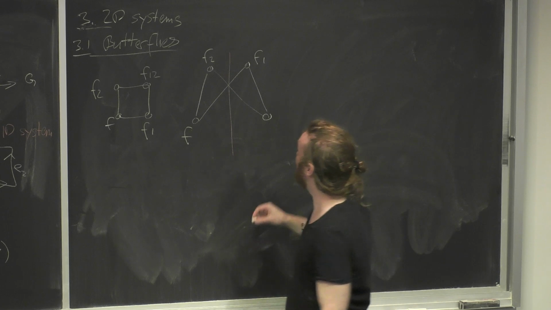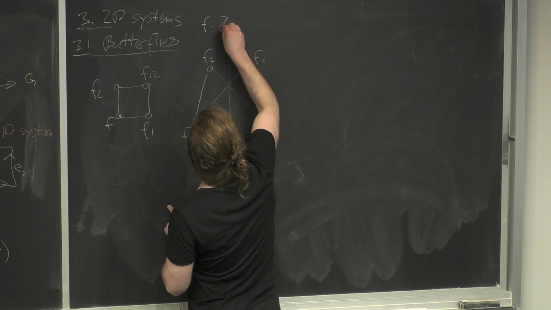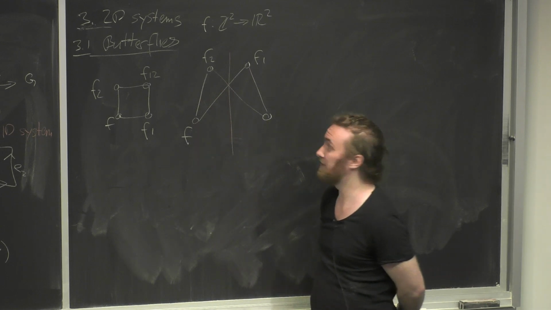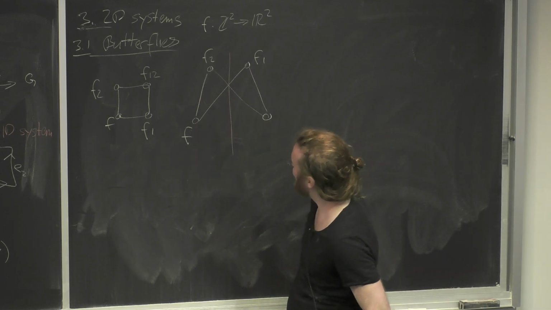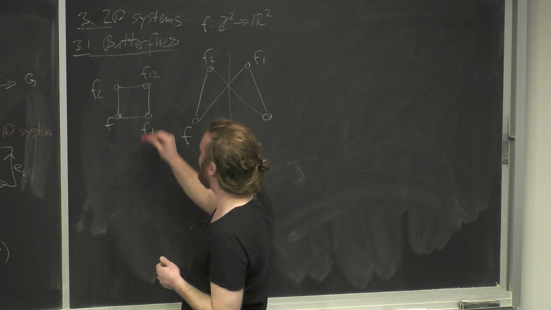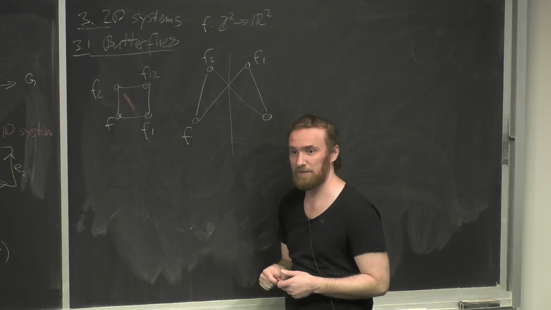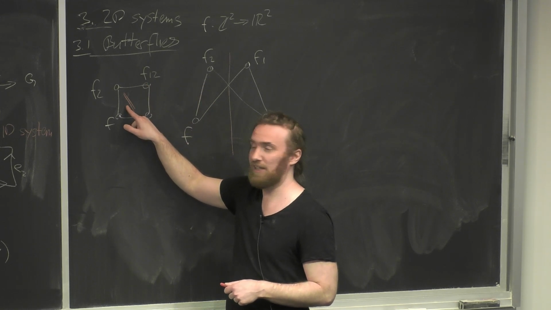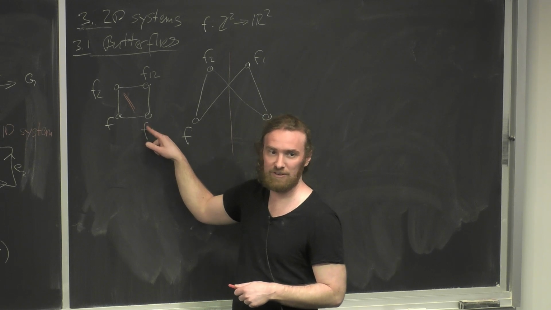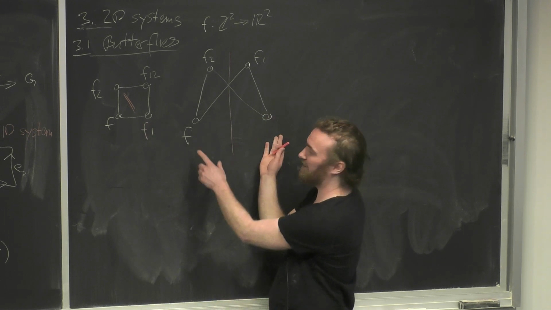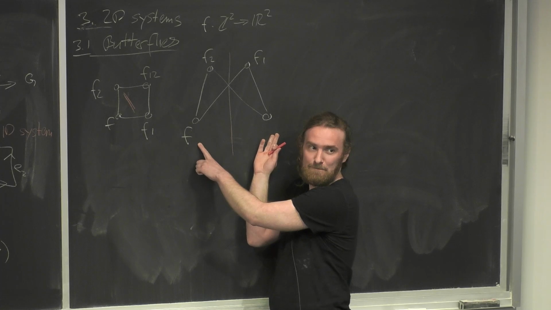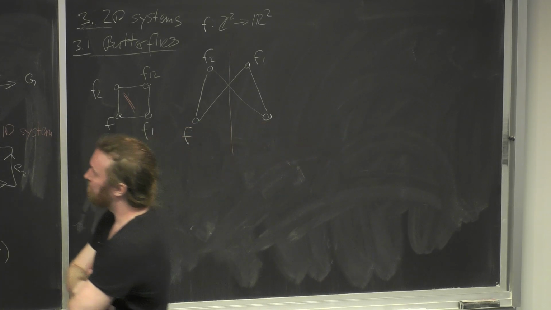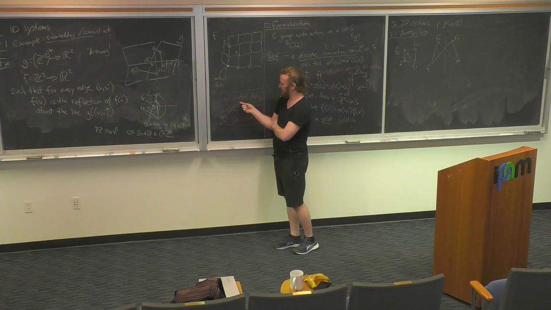All right, so I'm looking at some map again from Z2 to R2, and this has a new constraint. That is, per quad, there exists a symmetry line such that f12 is the reflection of f about this line, and f2 is the reflection of f1 about this line. Because you always get this sort of shape, it's called a butterfly.